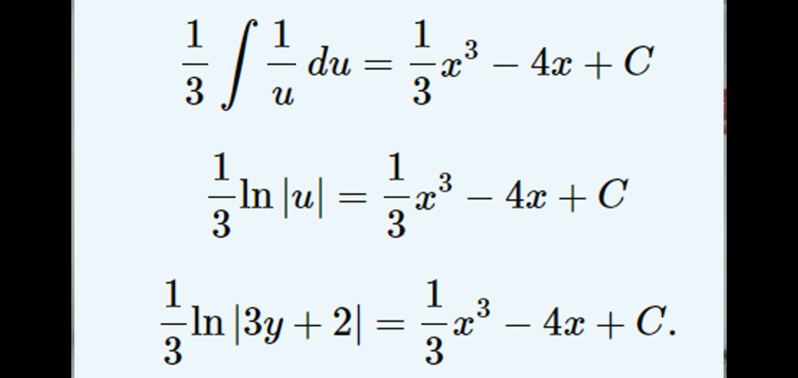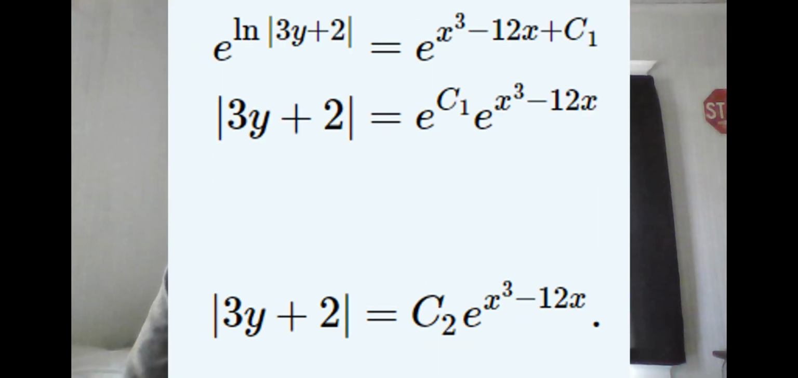And then we would plug back in 3y plus 2 for u after we are done, like we would normally do for a u substitution problem. And now we would first multiply both sides by 3 to get the ln isolated by itself. And then we would try to get rid of the ln to more easily get y by itself, which we would do by raising e to the power on both sides.